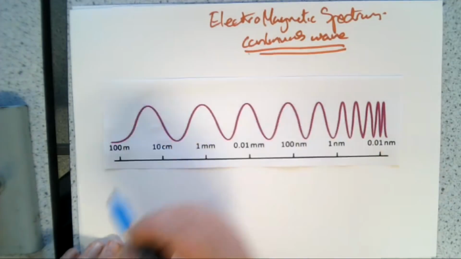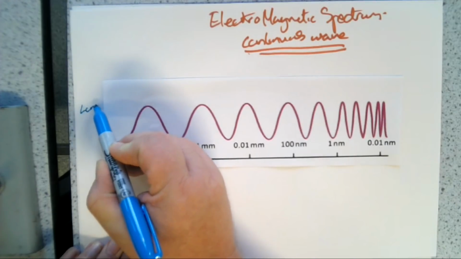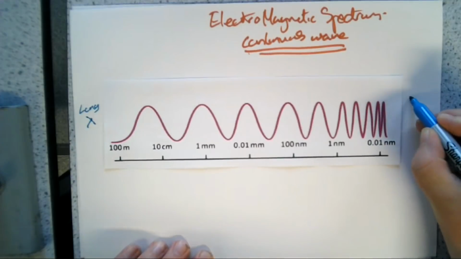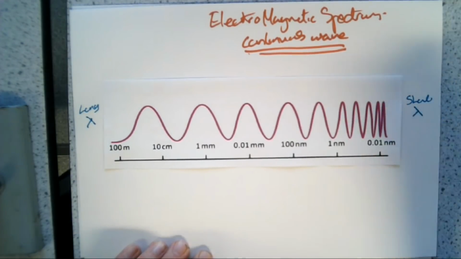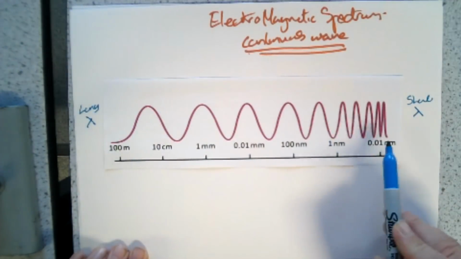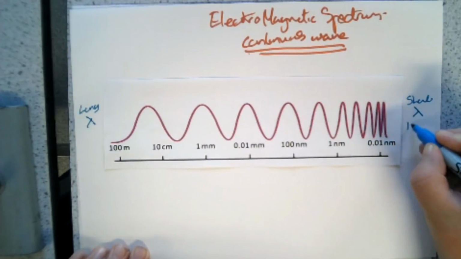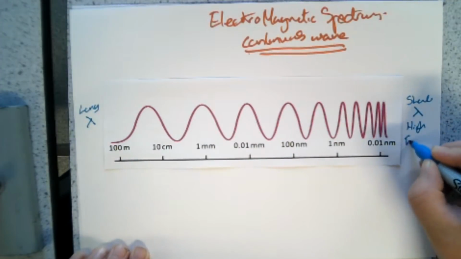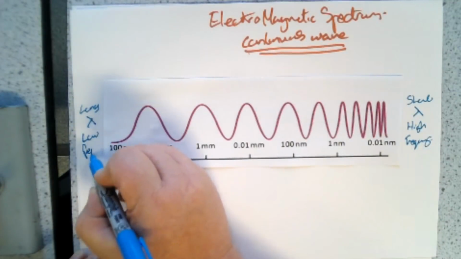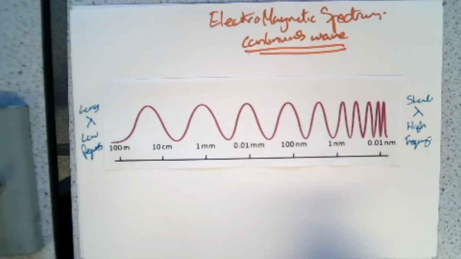So I'm going to say at this end I've got a long wavelength, I'm going to use the shorthand for wavelength, and this end has got a short wavelength. I can look at this and say, well, how many waves are up here? There aren't very many of the waves up here, but here there's a lot more. So this has got a high frequency, and this has got a low frequency. So now I know that that's the long wavelength, low frequency, and that's a short wavelength, high frequency.